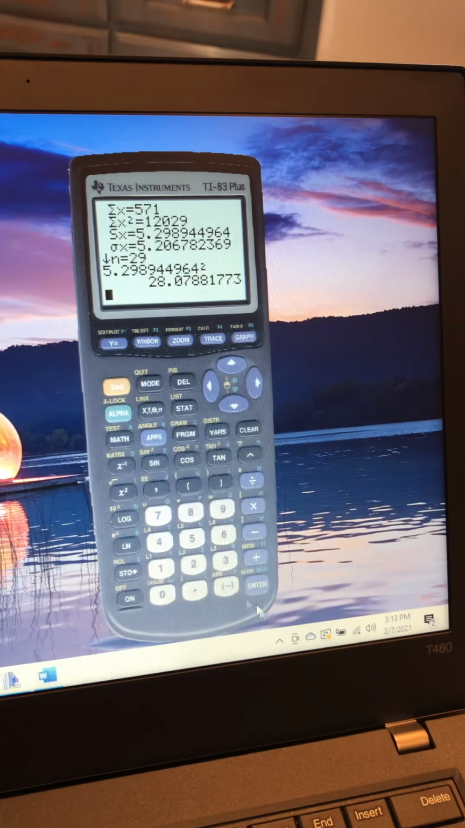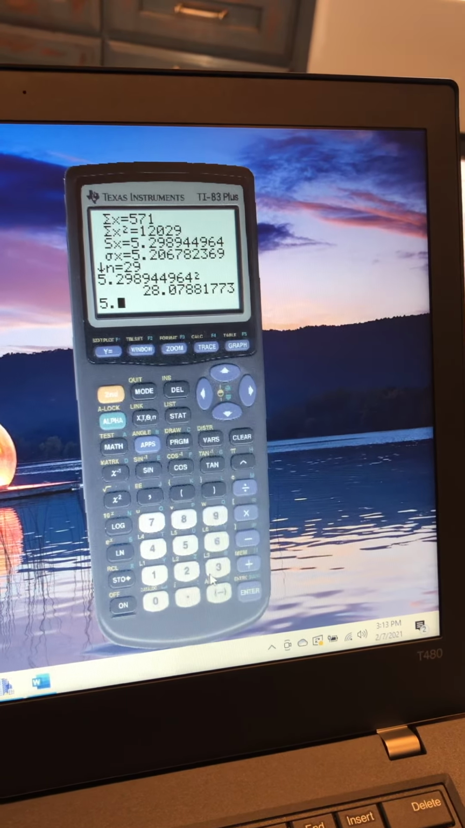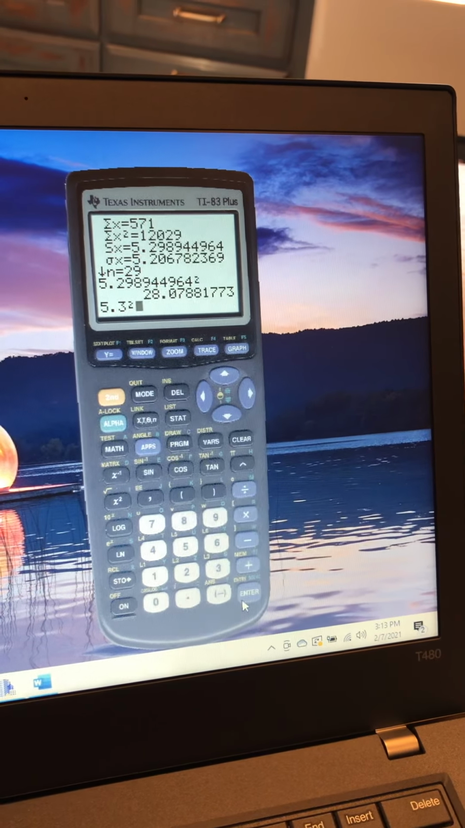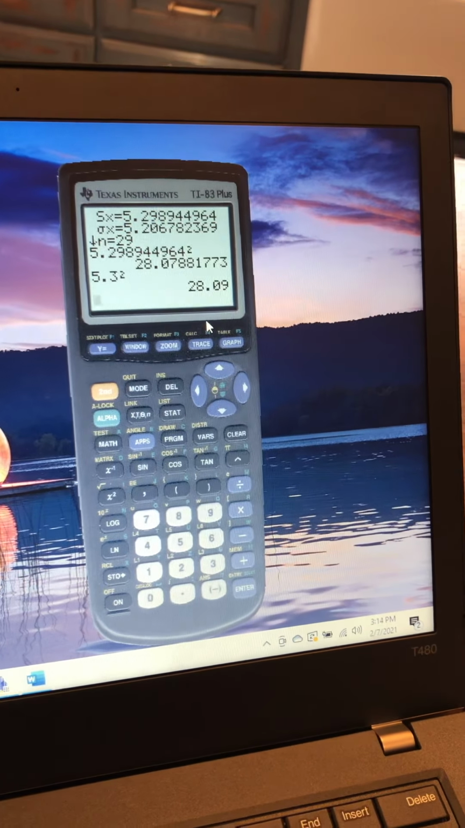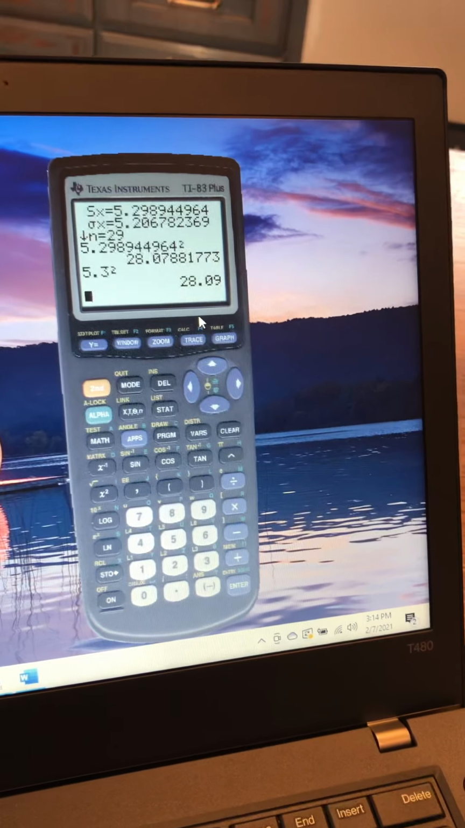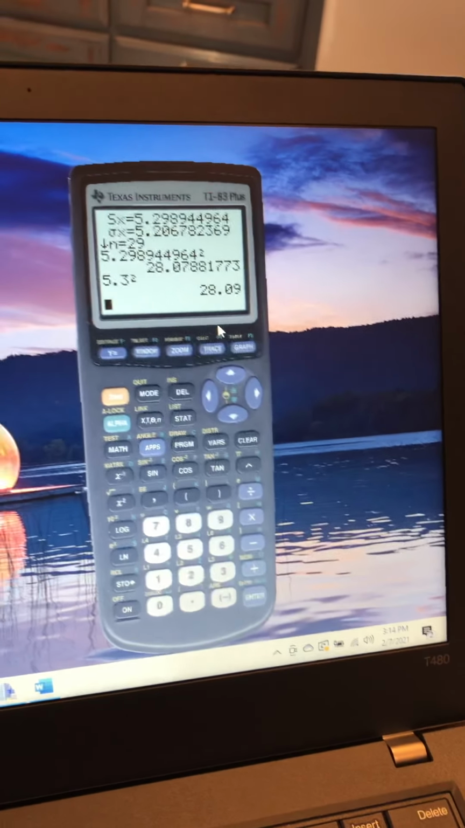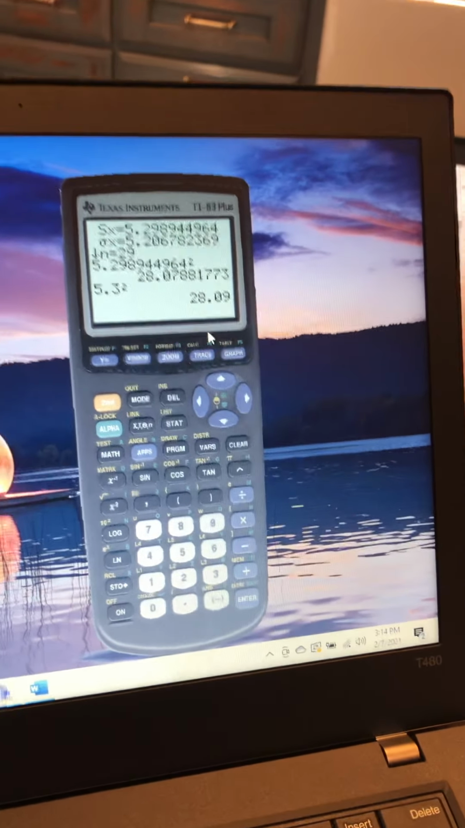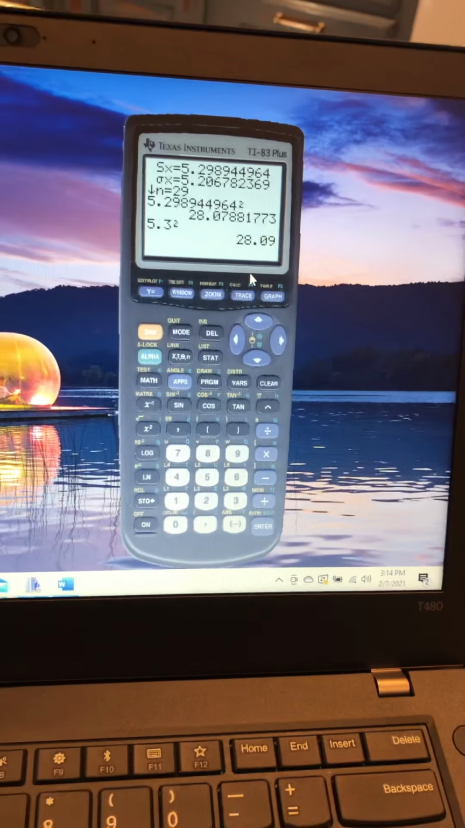If you had done 5.3 squared, I don't think this one matters much. It gives you 28.09. So this one doesn't change it too much, but it does introduce more of an error when you use a rounded decimal. So just make note of that.